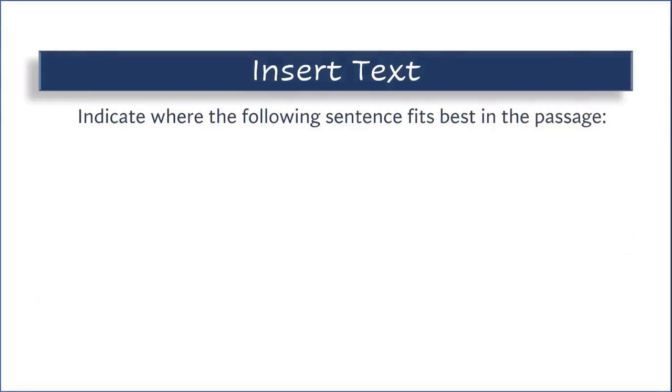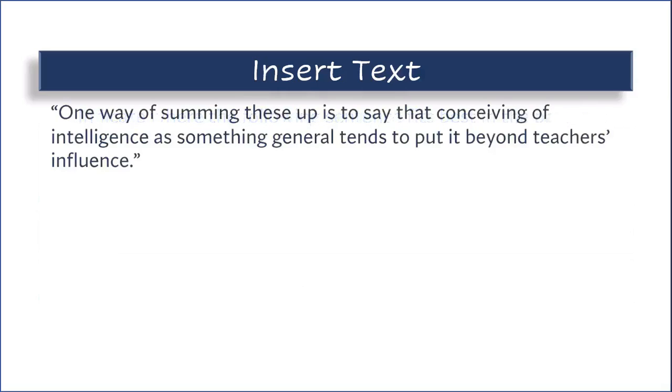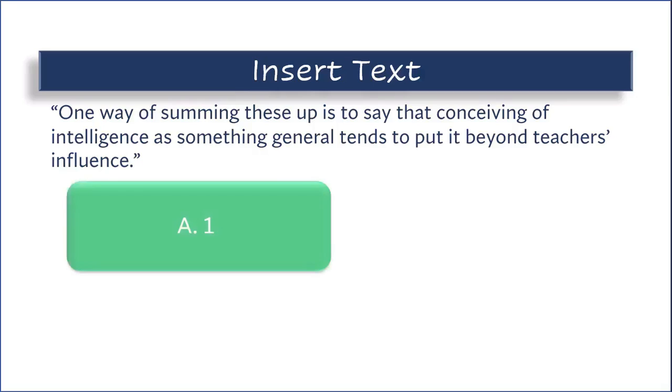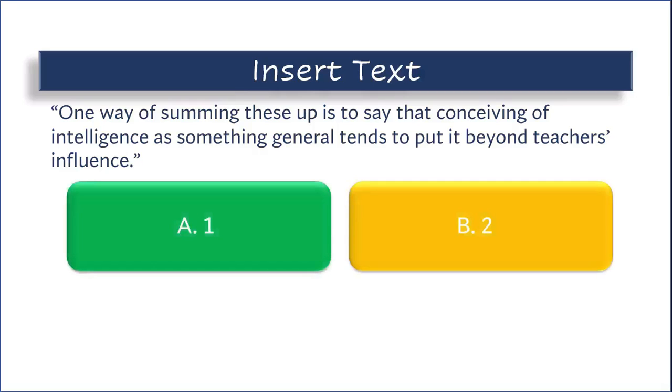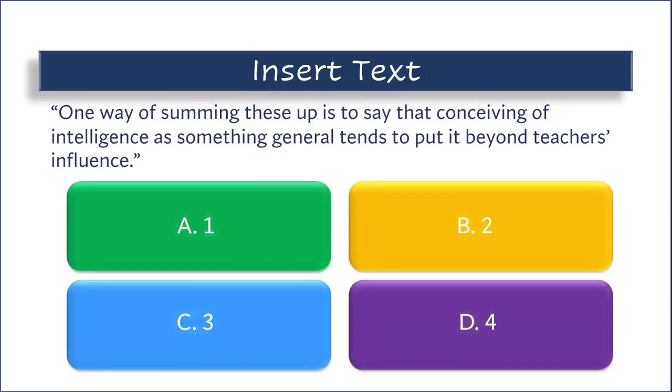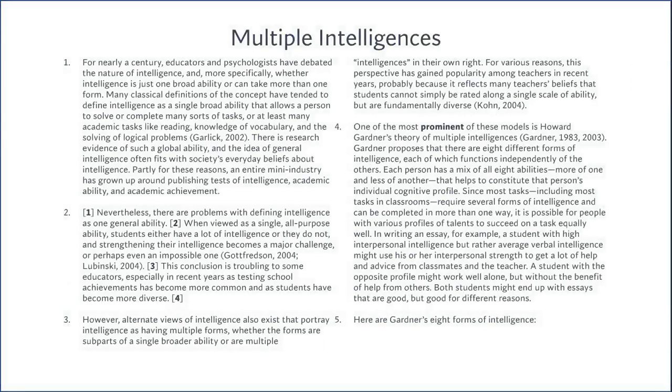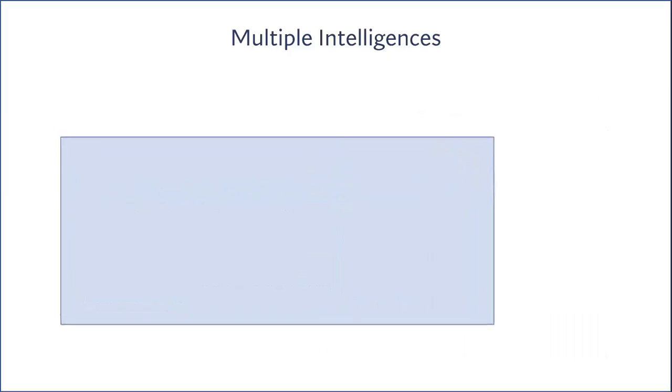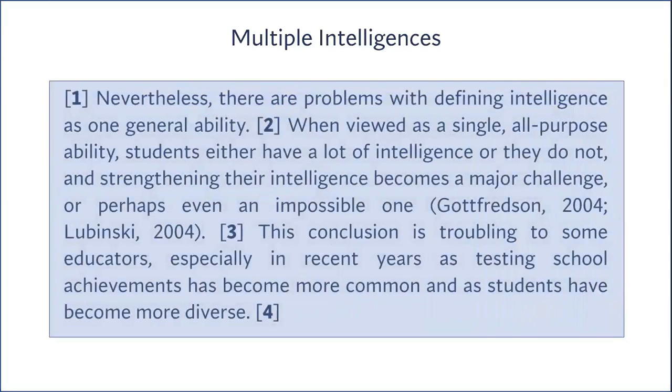Indicate where the following sentence fits best in the passage. "One way of summing these up is to say that conceiving of intelligence as something general tends to put it beyond teachers' influence." A1, B2, C3, D4. Let's look at the paragraph in question again. You can pause the video if you need more time to read the paragraph.